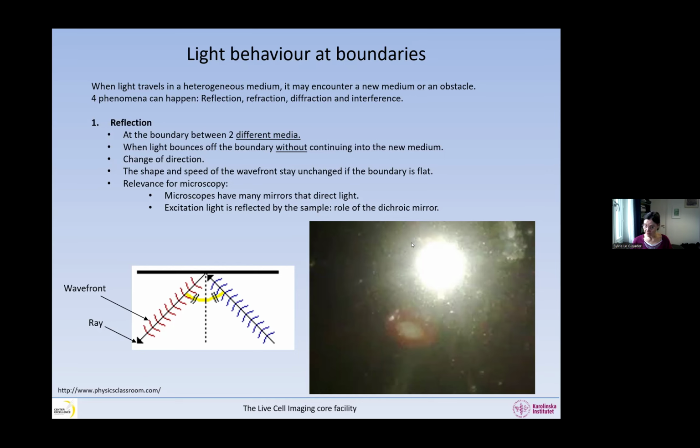And to avoid this, when we shine some very strong excitation light, we have dichroic mirrors. And so we will talk about the dichroic mirrors. You have already seen the video yesterday, hopefully. And so you know already what dichroic mirrors are. This is what they do. They eliminate this very strong reflected light. So reflection is a very important thing in light microscopy. We use it, but we also have a problem with it, so we can get rid of it.